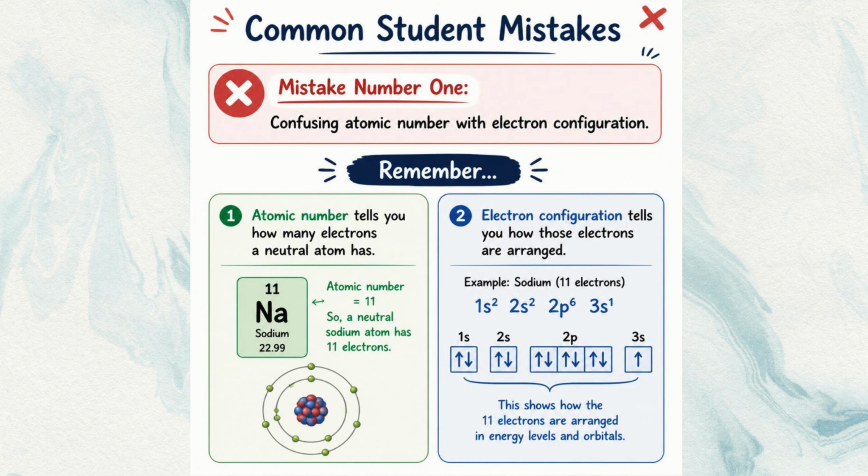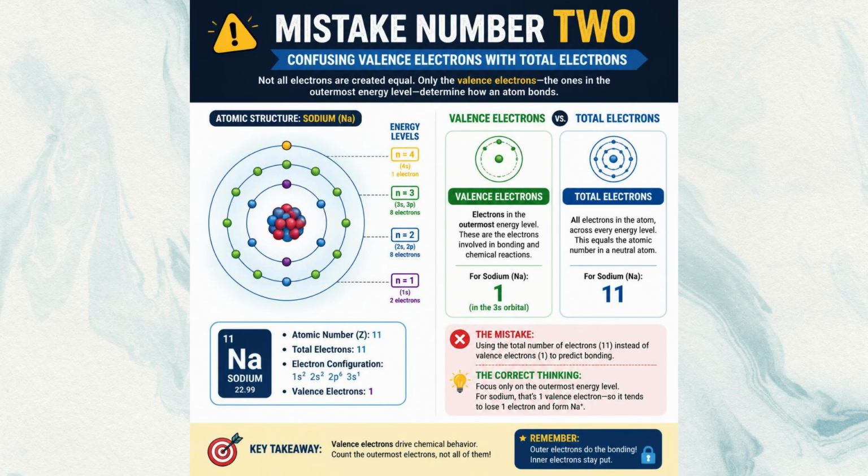Two common mistakes for students. Mistake number 1, confusing atomic number with electron configuration. Remember that atomic number tells us how many electrons a neutral atom has, while electron configuration tells you how these electrons are arranged. Mistake number 2, counting all electrons as valence electrons. Only the electrons in the outermost occupied energy level are valence electrons.